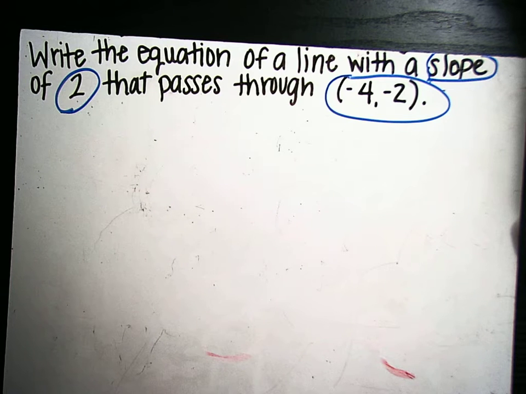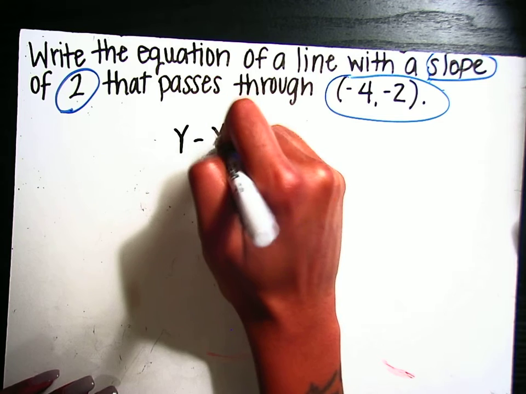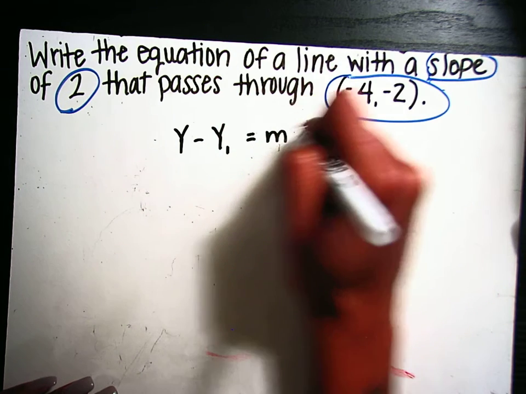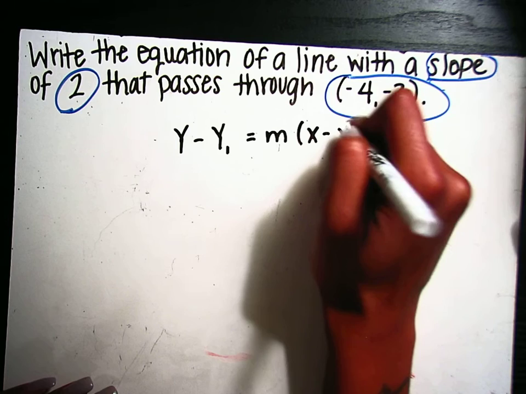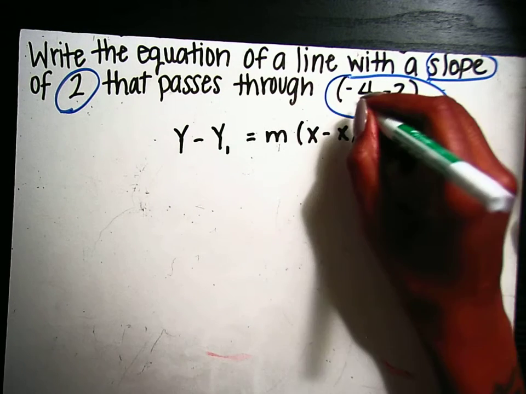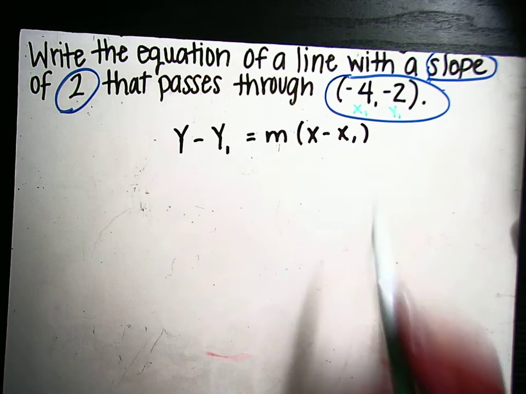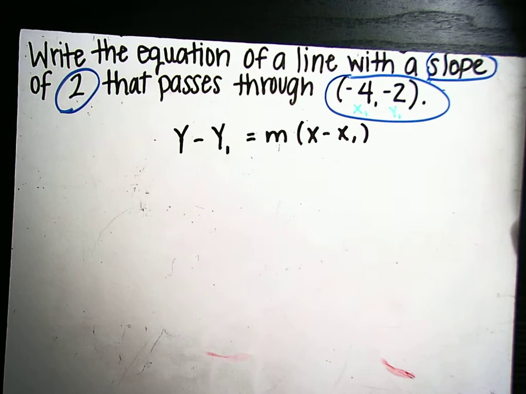So first thing we're going to write down is the equation for point-slope form: y minus y1 equals m times x minus x1. Now I'm going to label my actual points. I'm going to label x and y. So this one is x1 and this one is y1. Once again, the reason I use 1 is because that's the first point. That's actually the only point we have.